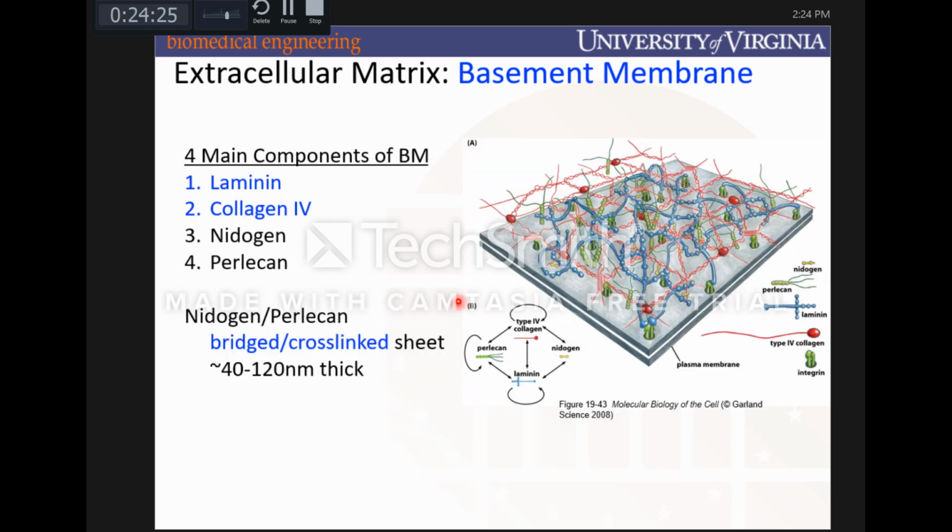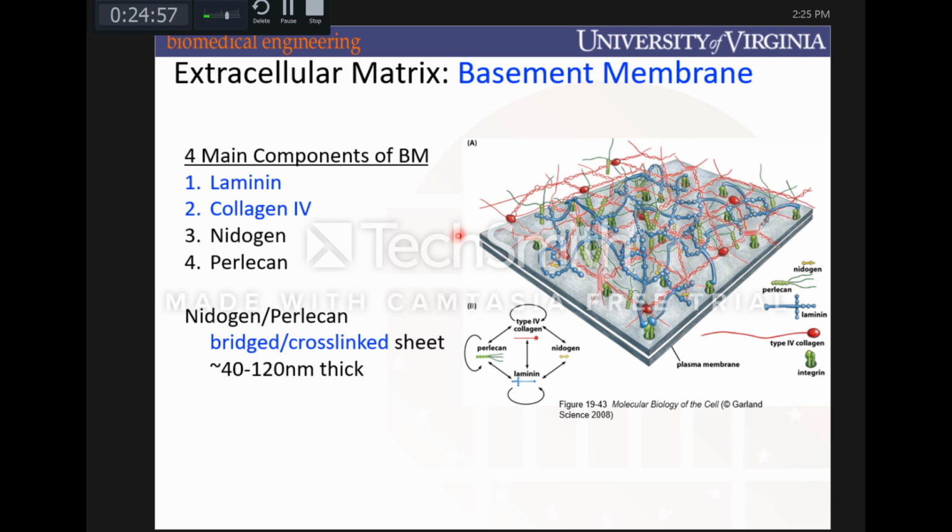So we're going to talk about 4 main components, and the 2 big ones I want you guys to focus on are laminin and collagen 4, both of whom are near and dear to my heart. And then we'll also talk about nidogen and perlecan, but they're not as exciting. So you've got a cartoon here. This gray background is a cell surface, and then you can see the network architecture of the basement membrane. So it does make a very thin sheet.